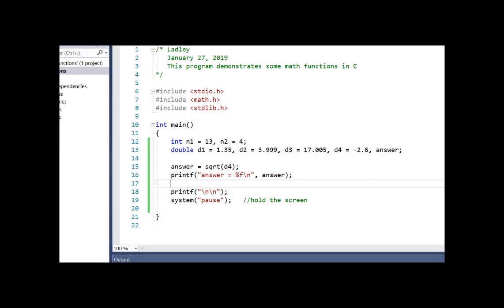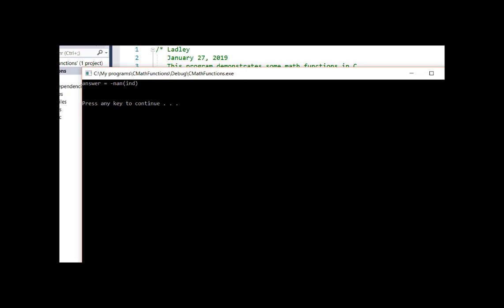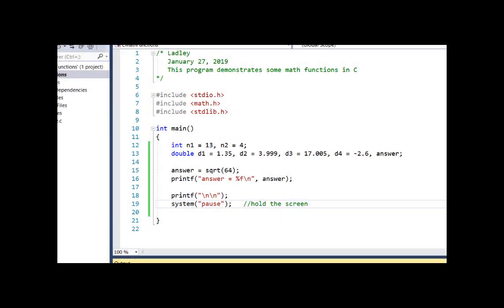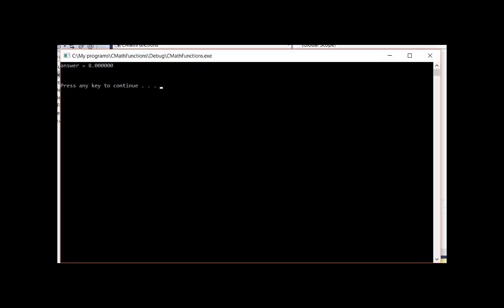Now use D4 as an argument. Because we're dealing with real numbers, trying to take the square root of a negative number yields something that is not a real number. As the output indicates, the result is saying not a number. That's what the NaN means. Finally, to show that these functions work with literal values as well as variables, let's use an argument of 64 for the square root function. As expected, the square root of 64 is 8. Okay, that's encouraging. Now let's go on to the absolute value function.